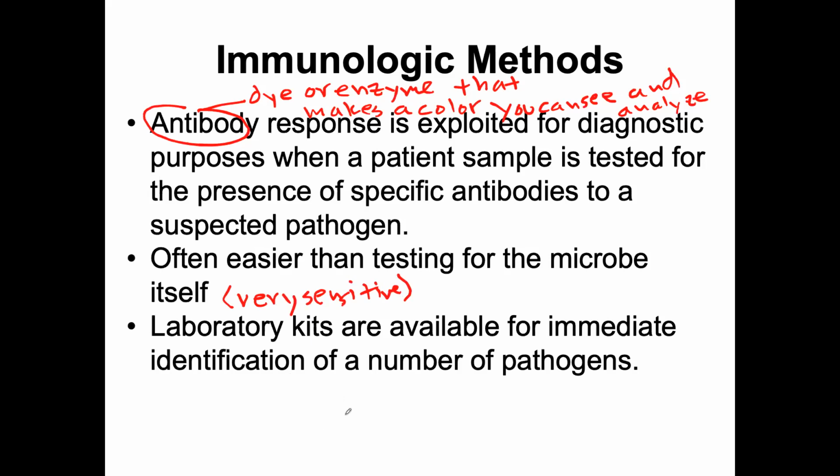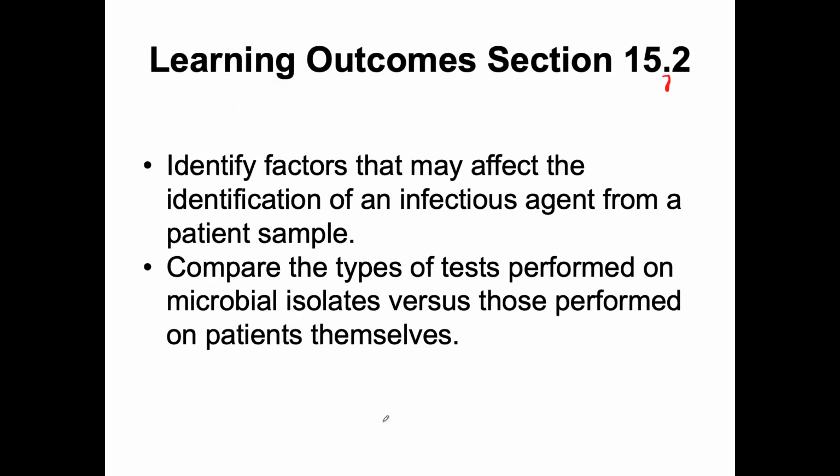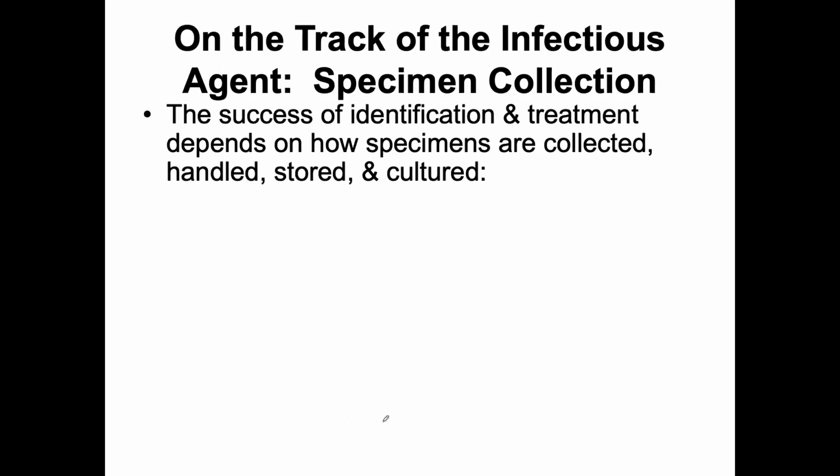Examples would be things like C. diff, E. coli, and on and on. We're going to look at factors that affect the ID of an infectious agent from a sample and look at the different kinds of tests we can use. Important in identifying the bad guy in your patient is how the specimens are collected, handled, stored, and cultured. Aseptic technique is imperative.